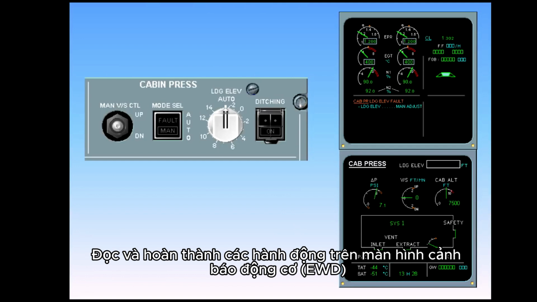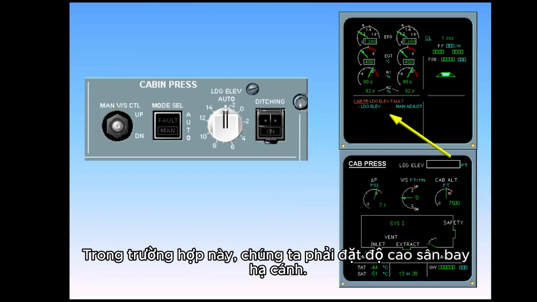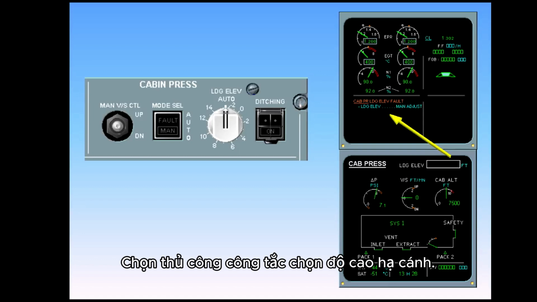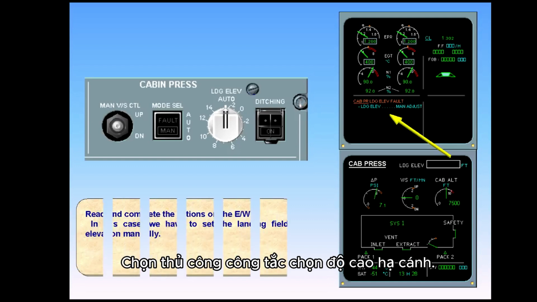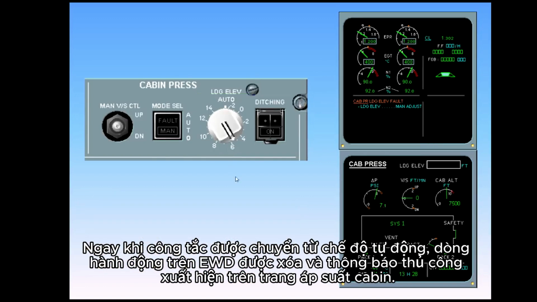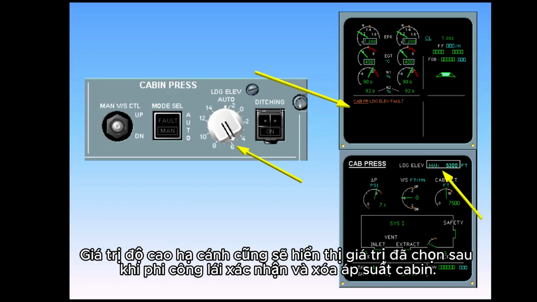Read and complete the actions on the EWD. In this case, we have to set the landing field elevation manually. Select the landing elevation selector. As soon as the selector is moved from the auto position, the action line on the EWD clears and a manual message appears on the cabin pressure page. The landing elevation value will also indicate the selected value.